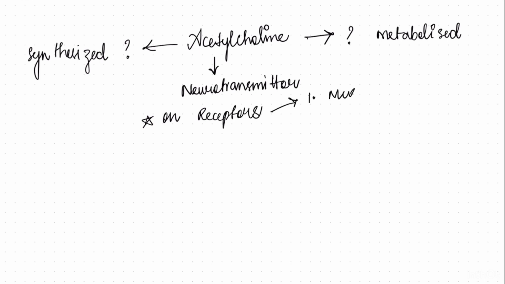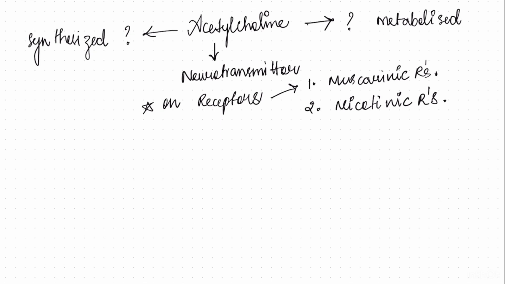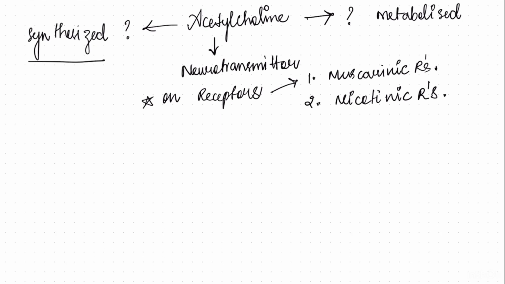One, muscarinic receptors. Two, nicotinic receptors. Next, synthesis. Actually, it is synthesized by two components and one enzyme. One is acetyl-CoA. Second is choline.